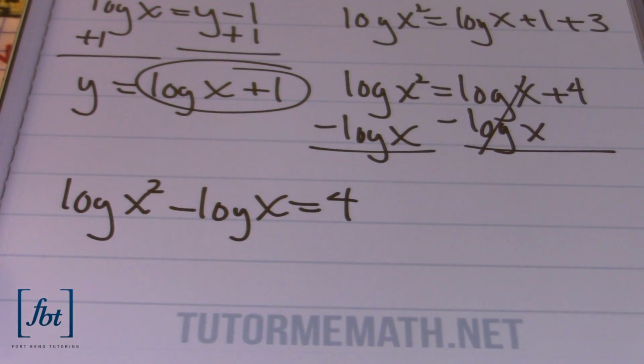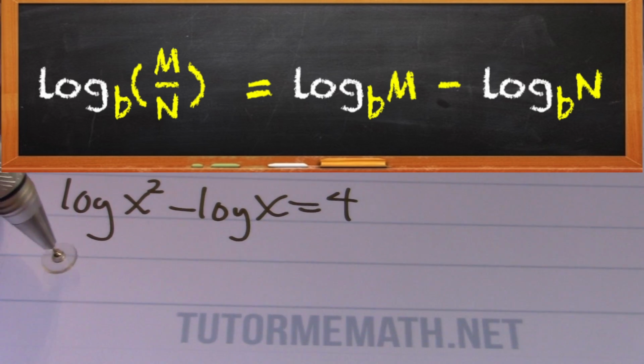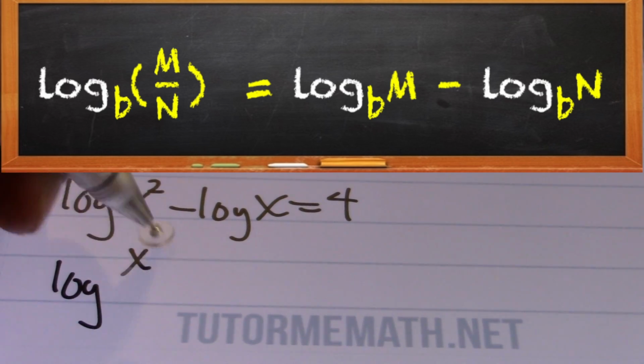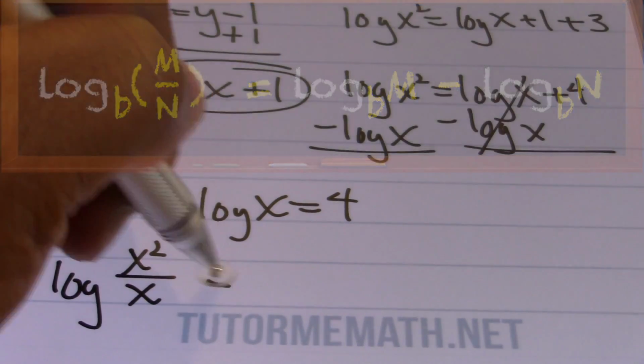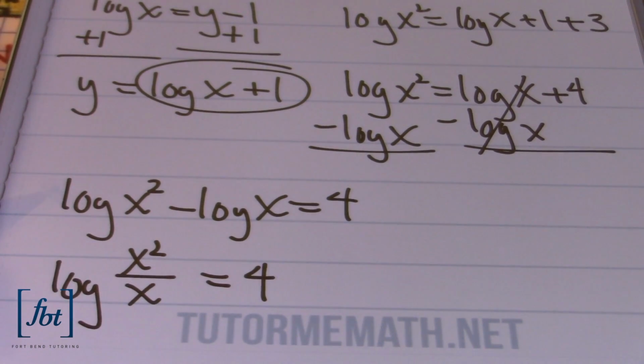And this is what I have thus far. I know that the quotient rule is about to be in play because I have two logarithms that have the exact same base that are subtracting. That means we can rewrite this as log of x squared over x, which equals 4.